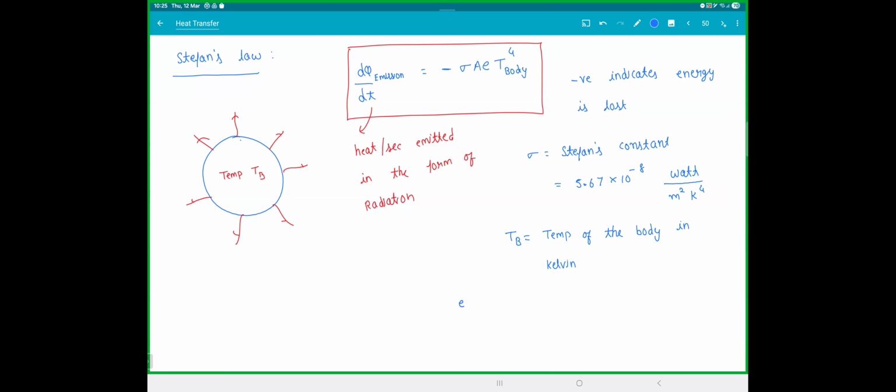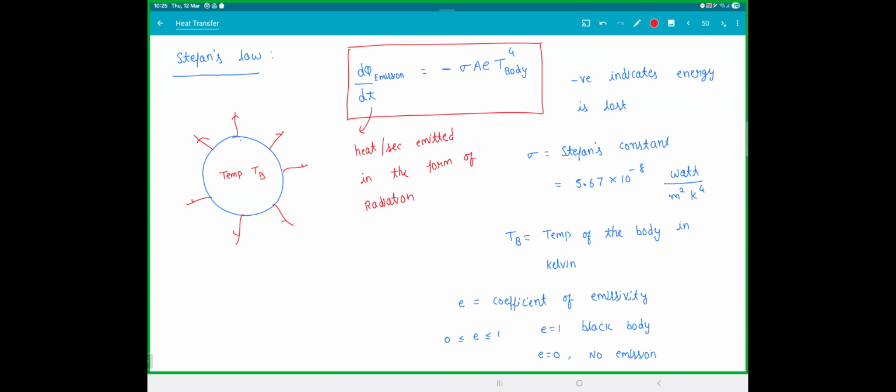E is the coefficient of emissivity. It's not coefficient of restitution, be careful. So this is a dimensionless quantity, and E's value lies between 1 and 0. So E is equal to 1 for a black body. E tells you how good a body is as an emitter. So a black body is a perfect emitter and a perfect absorber, right? And if you take E is equal to 0, meaning there is no emission, it does not emit any light of its own.